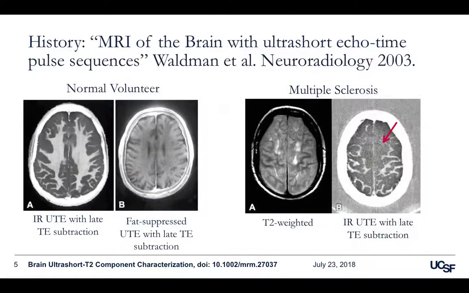So these are the first, to my knowledge, images. And what we can see at the far left here is inversion recovery UTE, or IRUTE, using late TE subtraction to try and highlight only the Ultrashort-T2 component. And you can see this shows a nice signal corresponding with typical white matter anatomy in a normal volunteer, but the same technique, IRUTE with late TE subtraction, in multiple sclerosis does not show much signal at all, as we would expect, because this is a demyelinating disease.